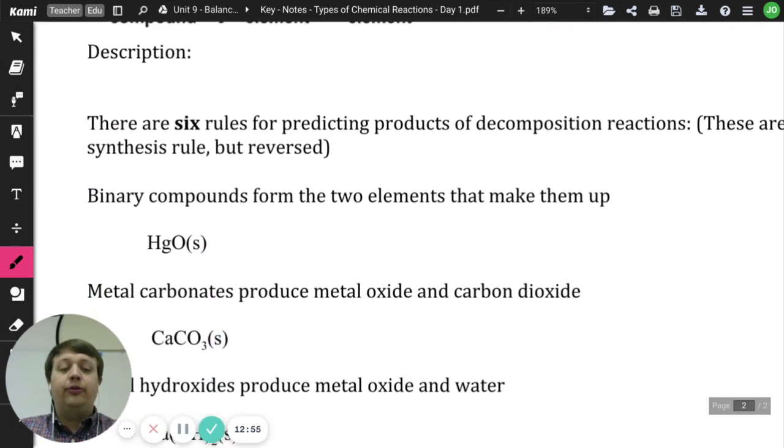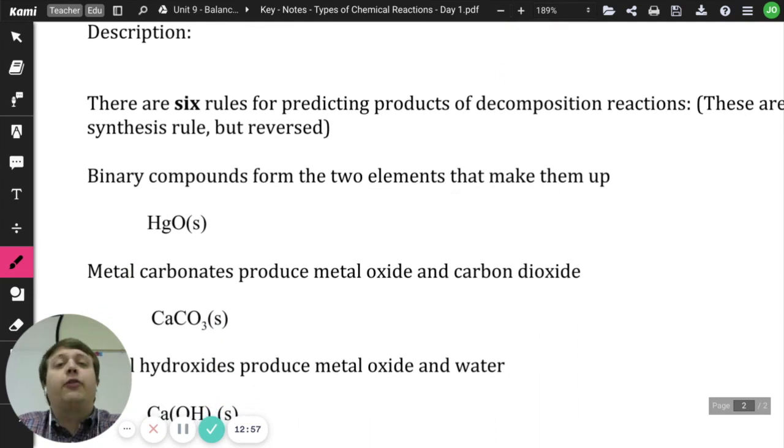All right. So there are 6 rules for predicting the products of decomposition reactions. And these rules are basically the same as what you would see with your synthesis, but opposite, right? We know that our synthesis reactions were building up. So with decomposition, since we're breaking down, then they would follow the rules in reverse. So let's go over those. I'm actually going to go over each one of these because each one of these covers a different rule. So we'll kind of see what they look like.